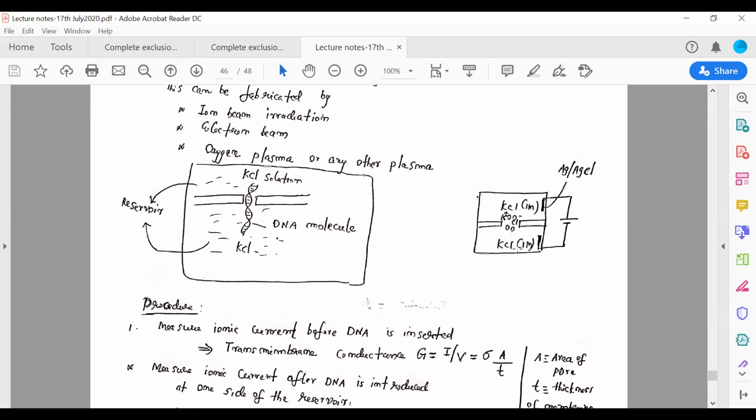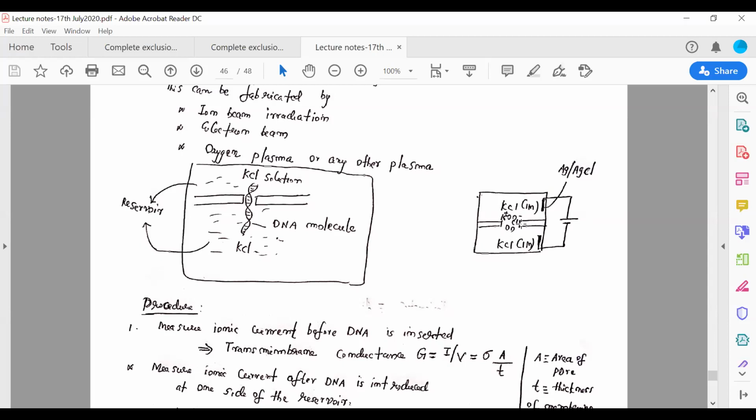Here this is electronic current in the external circuit, whereas in the solution it is ionic current. The positive and negative ions move across and they complete the circuit. So inside the solution we have ionic transport, whereas in the external circuit we have electronic current, and that completes the circuit. We measure the ionic current through this circuit. Your electronic current is a reflection of the ionic current.